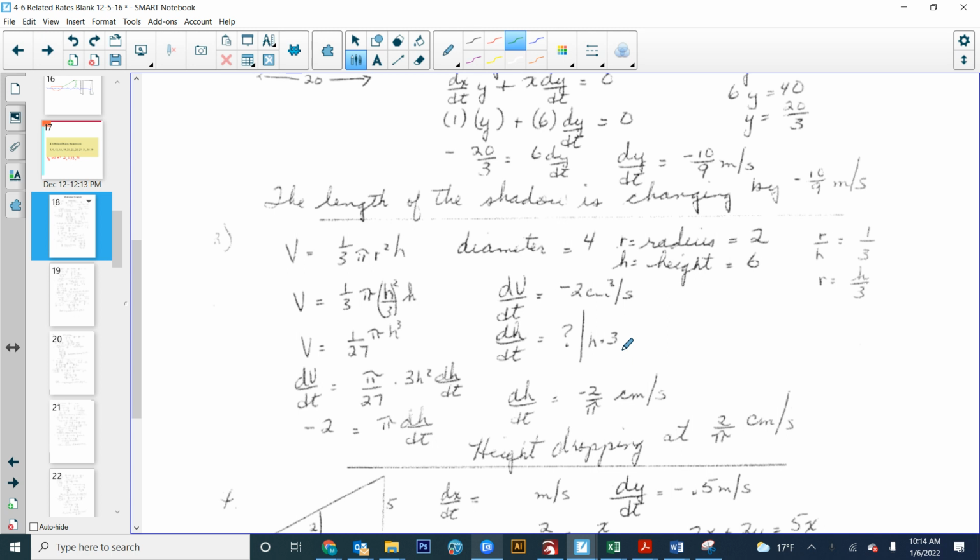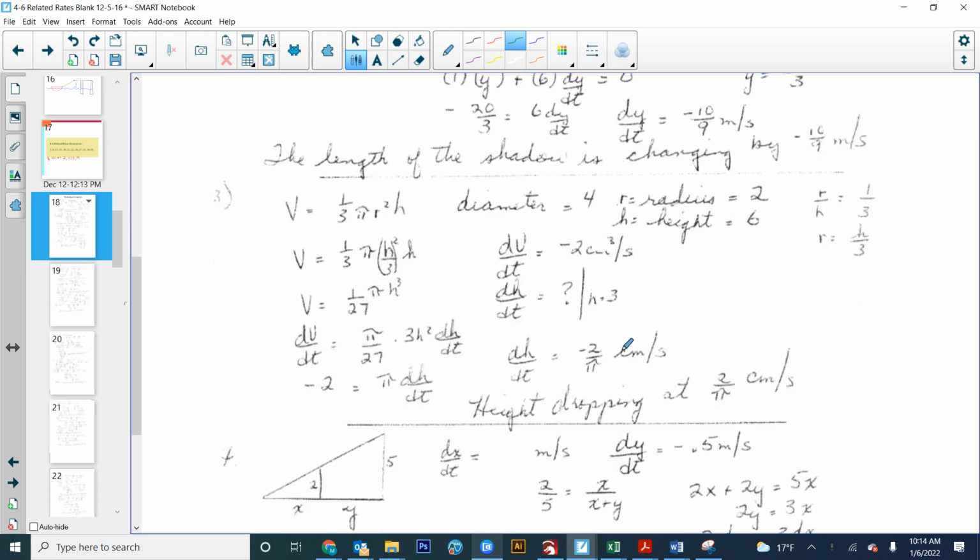3. 2 over pi, was that right? Dropping a 2 over pi. Now here's the deal. You can take care of some of the sign issues if it's worded in a specific way. I forget how that one's worded, but if it said at what rate is the, what was dropping in this situation?